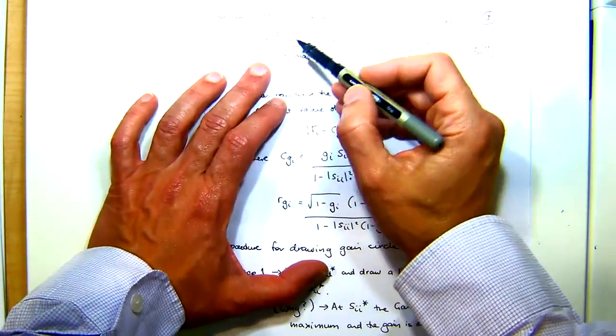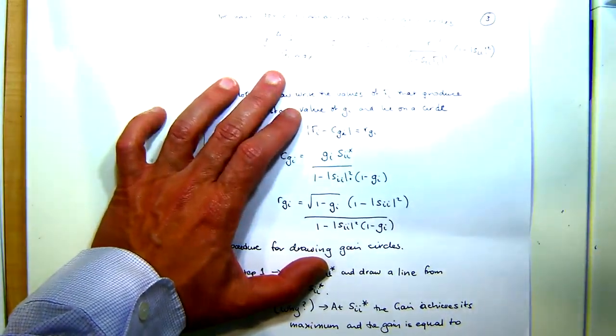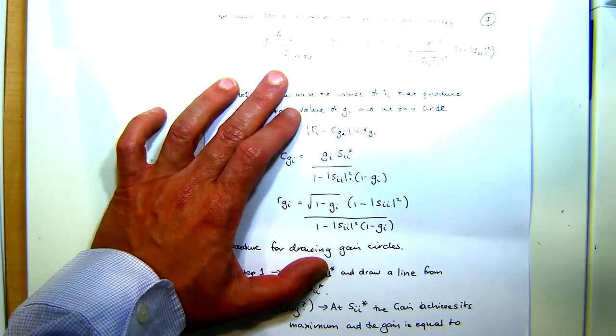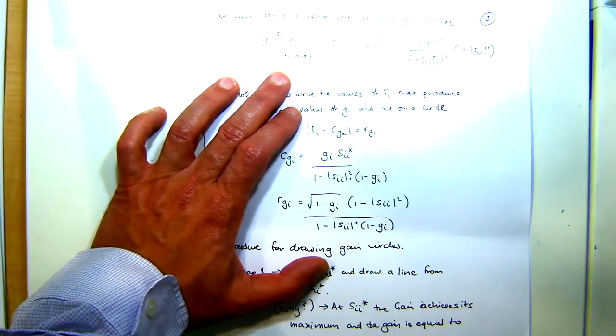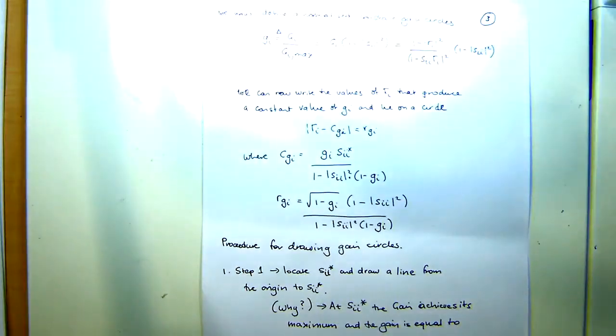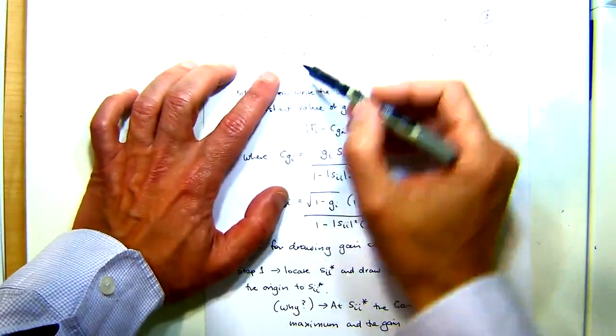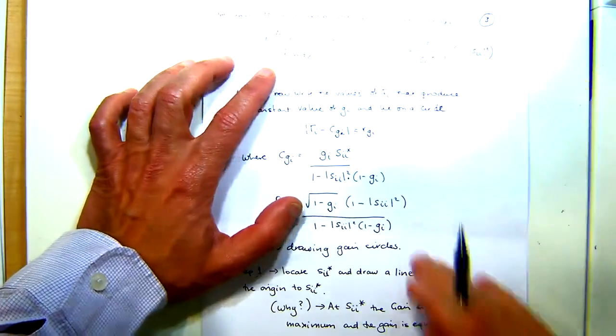What I'm saying here is, let's define something called GI. GI is some desired gain, which has to be less than what? Of course, it has to be less than or equal to the maximum gain. So what I've done here is just said GI divided by GI max, and I've written it in terms of this particular formula.